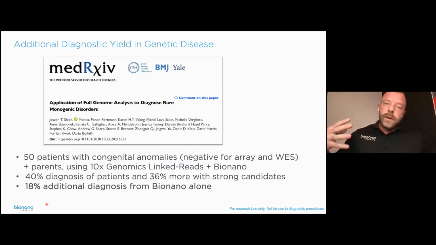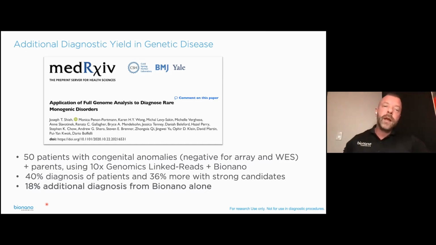Now, I'm a big fan of this study led by a team at UCSF because they studied patients, children, with a variety of rare genetic disorders. And what's interesting here was that these children were already tested with the standard of care in the clinic, which is typically chromosomal microarray and whole exome sequencing. And they were negative for both of these tests.